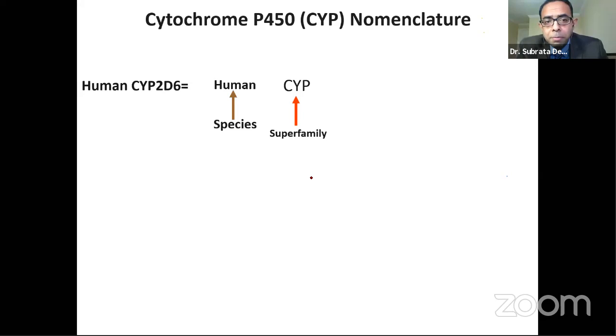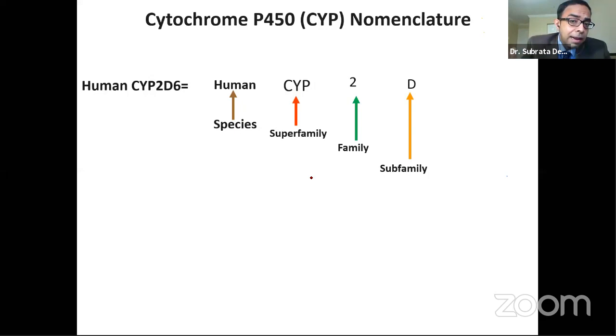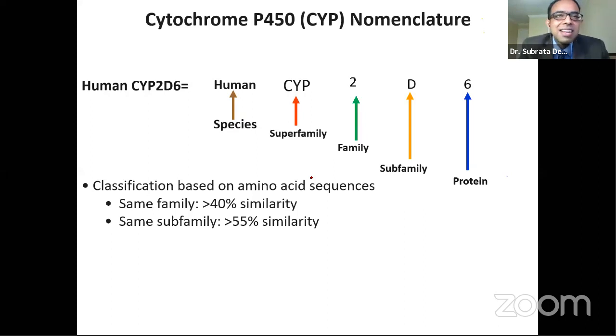say human CYP2D6, human is the species, obviously. CYP is the superfamily. And then the next numerical number is actually the family. They have several families and subfamilies. Just think of our society, how we are divided into different families and so on. And then finally, you have another letter, which is the subfamily under family 2. And then eventually the numerical number 6 tells the individual protein.